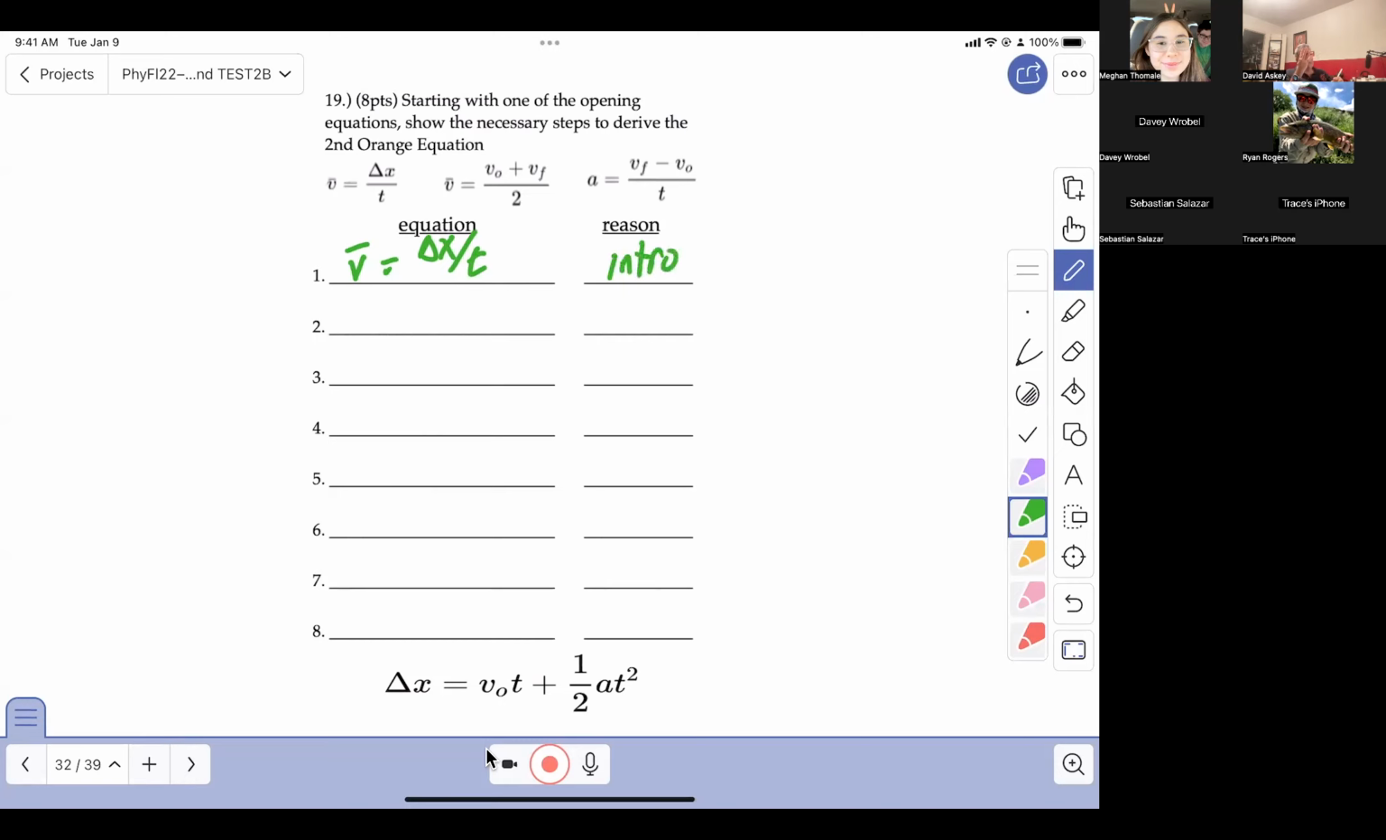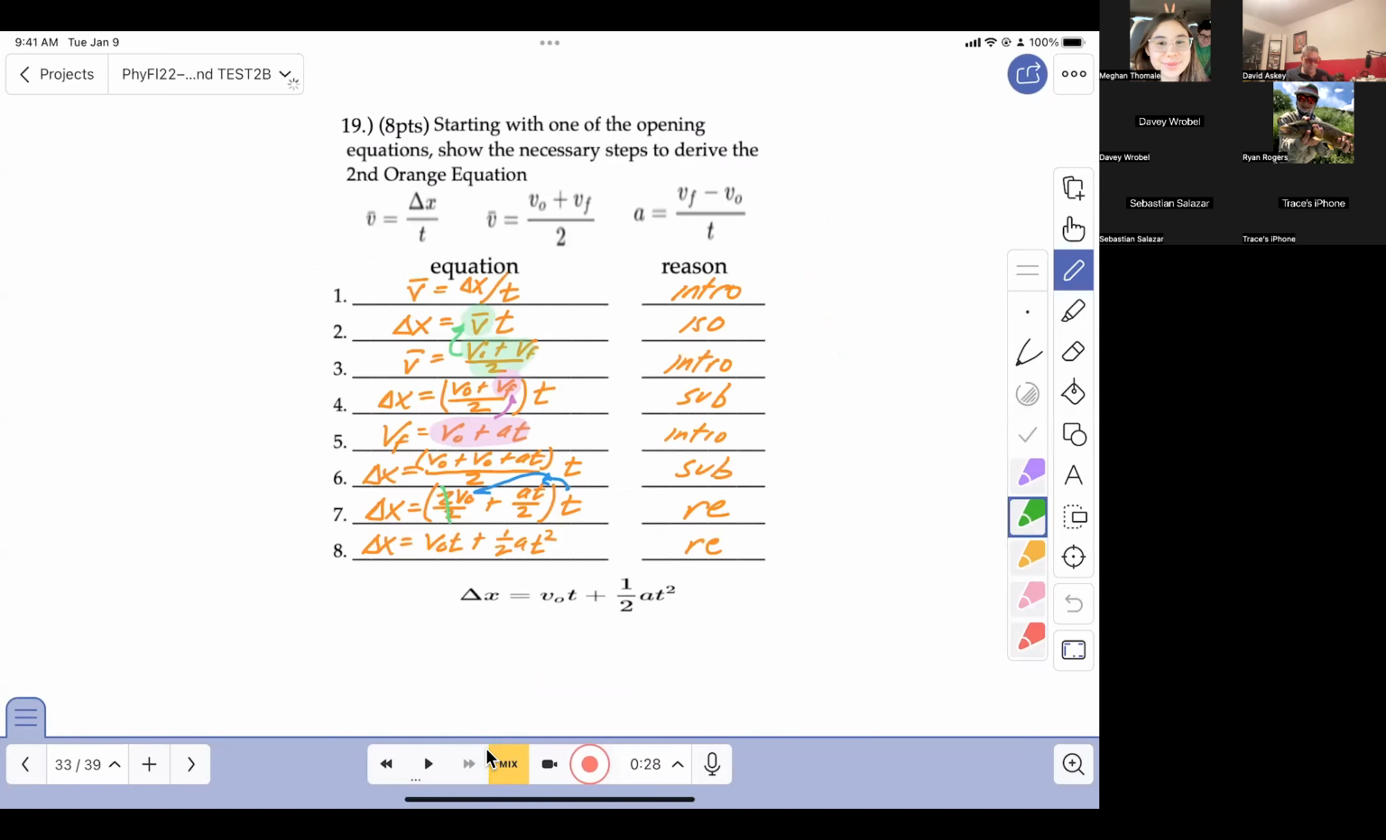Remember there's only 4 reasons in this class. It's either intro, ISO, which means isolate, sub, or just RE, which means I rearrange, I did some physics, I divided both sides by T, whatever, that's rearrange. Okay, the next step then is delta X equals V bar times T, and you're off to the races. That was an ISO. I'm not gonna sit there and do it all again. We did this already in class, and there's also a help video somewhere of me going through all the steps. Anyway, here's the key.